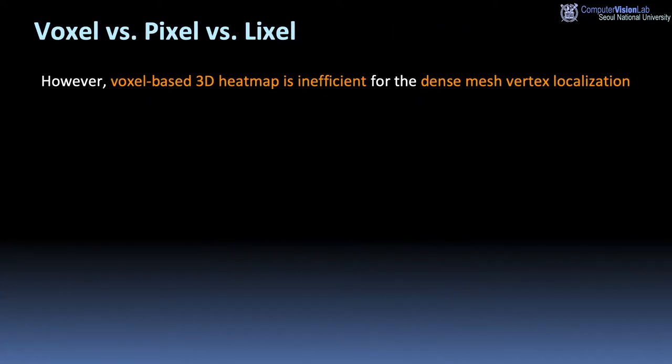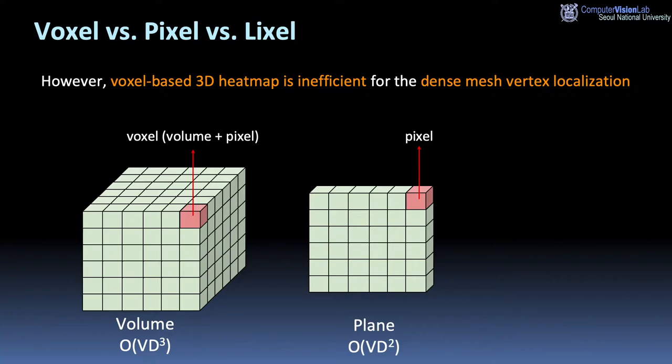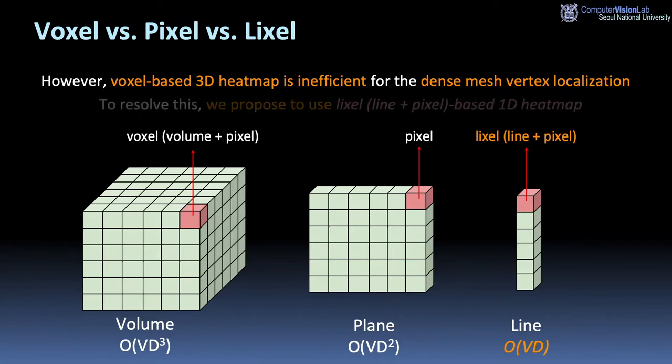However, voxel-based 3D heatmap is inefficient for the dense mesh vertex localization. The memory usage of voxel by 3D heatmap is VD cubic. On the other hand, the memory usage of pixel by 2D heatmap is VD square. Finally, the memory usage of 1D heatmap is O(VD), which is linear to D. Here, V is the number of vertex, and D is the discretized size of heatmap. To utilize this efficiency, we propose to use Lixel by 1D heatmap for 3D human mesh estimation.